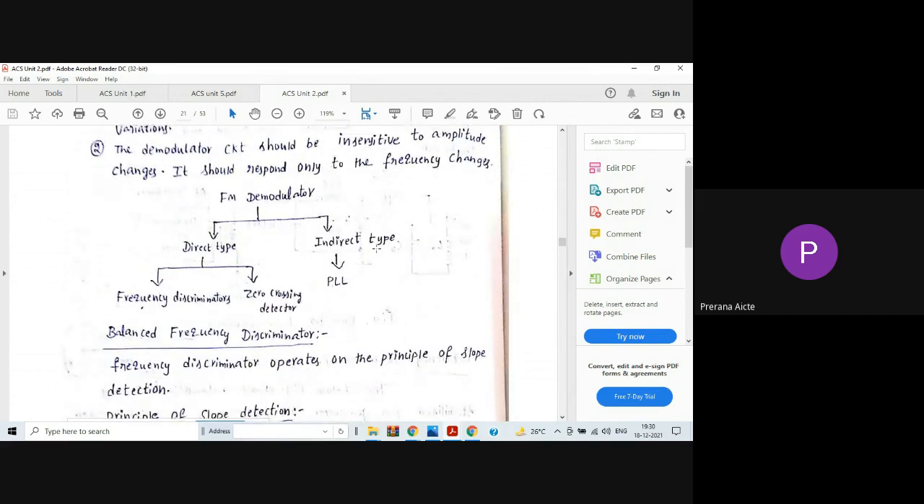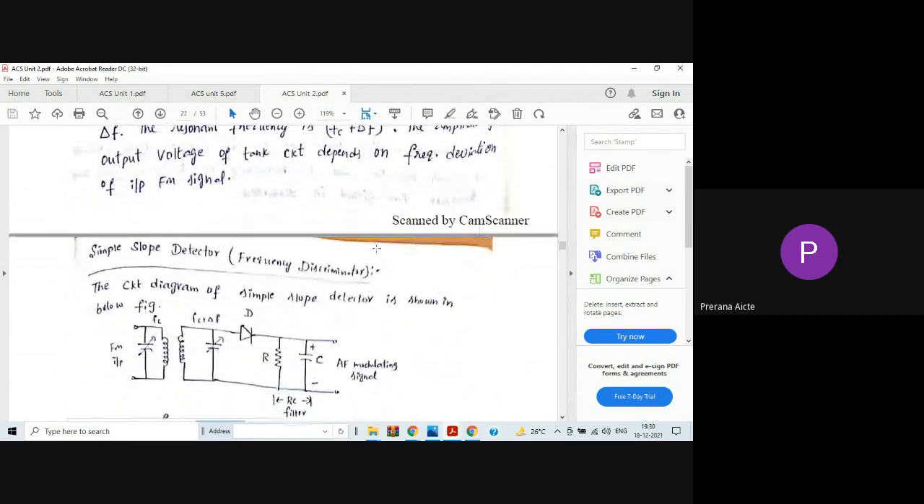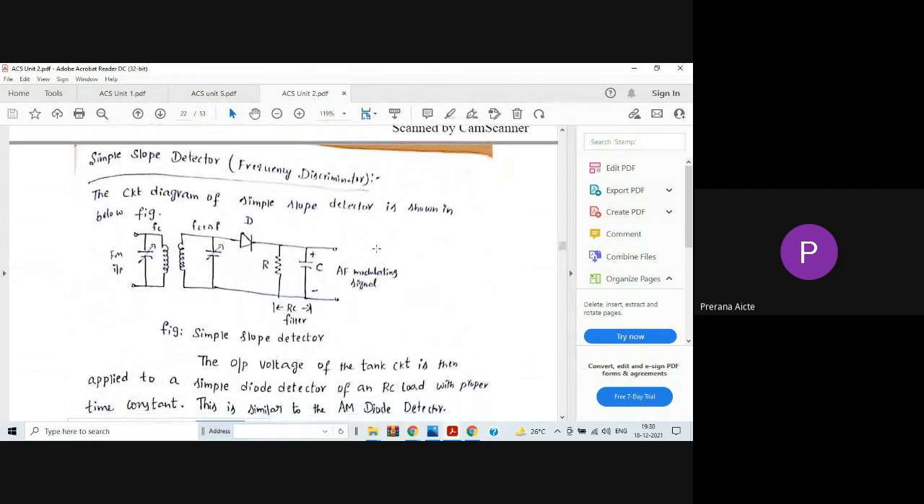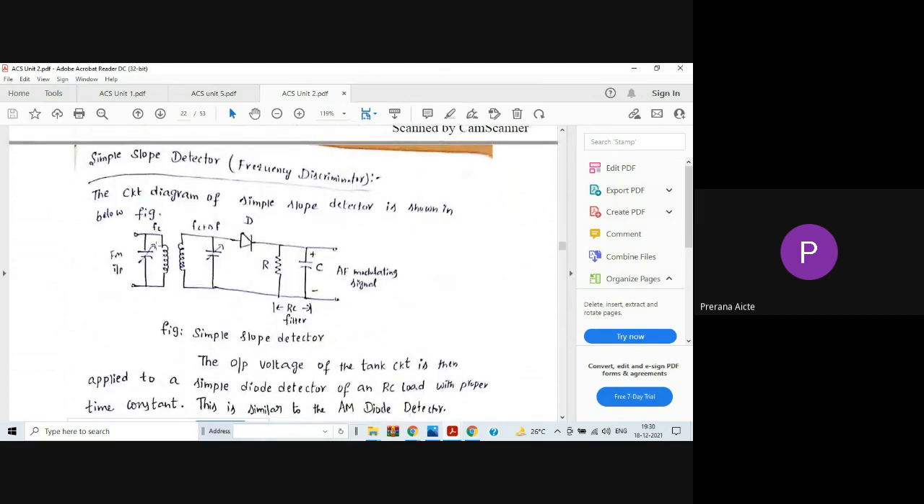Here it will also have two types, direct type and indirect type. Okay. Here in this we'll see the simple slope detector. What is that? We are applying FM input to the simple slope detector. Here there is a transformer which is tuned to some frequency. Okay. Then it allows only the frequencies specified by the transformer and does not allow the low frequencies.